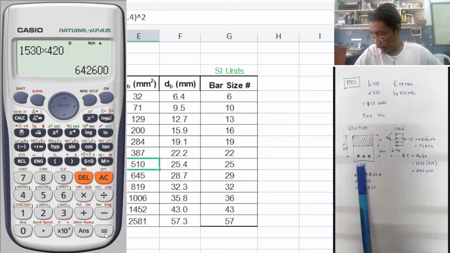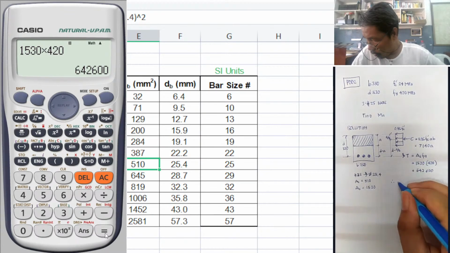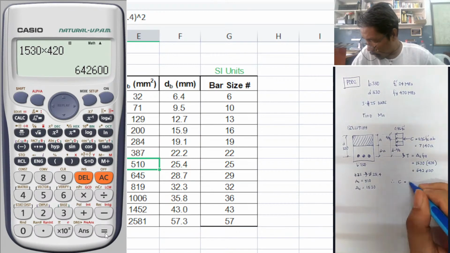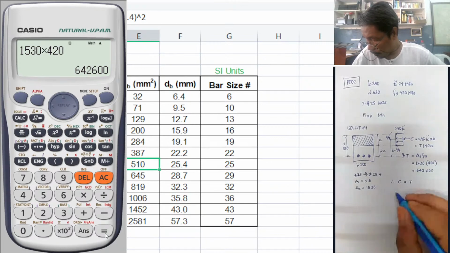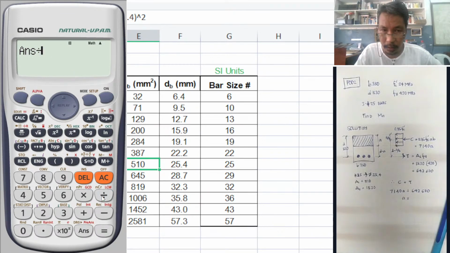Okay, and equate C and T. Therefore, C is equal to T. We have 7,140 A is equal to 642,600. Therefore, we can solve for A. So we have to divide by 7,140. So the answer would be 90. Okay, exactly 90.